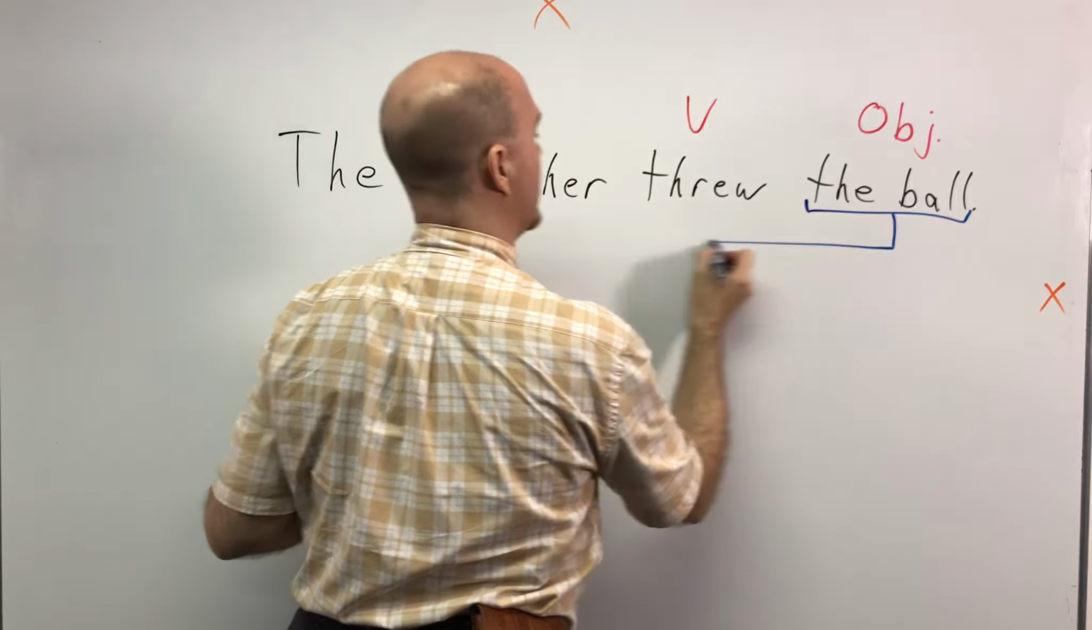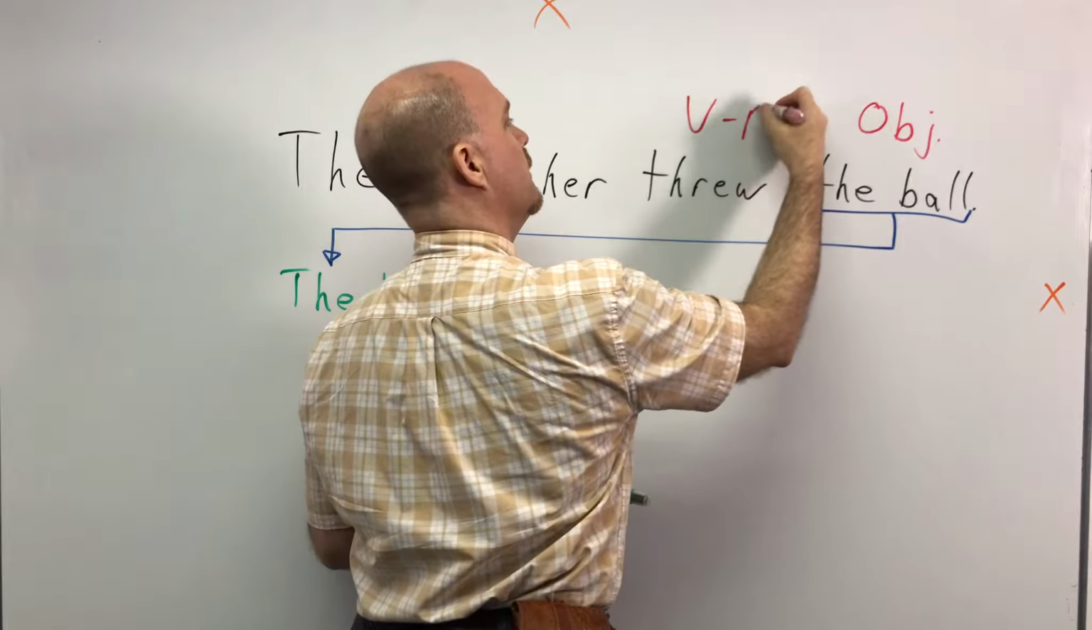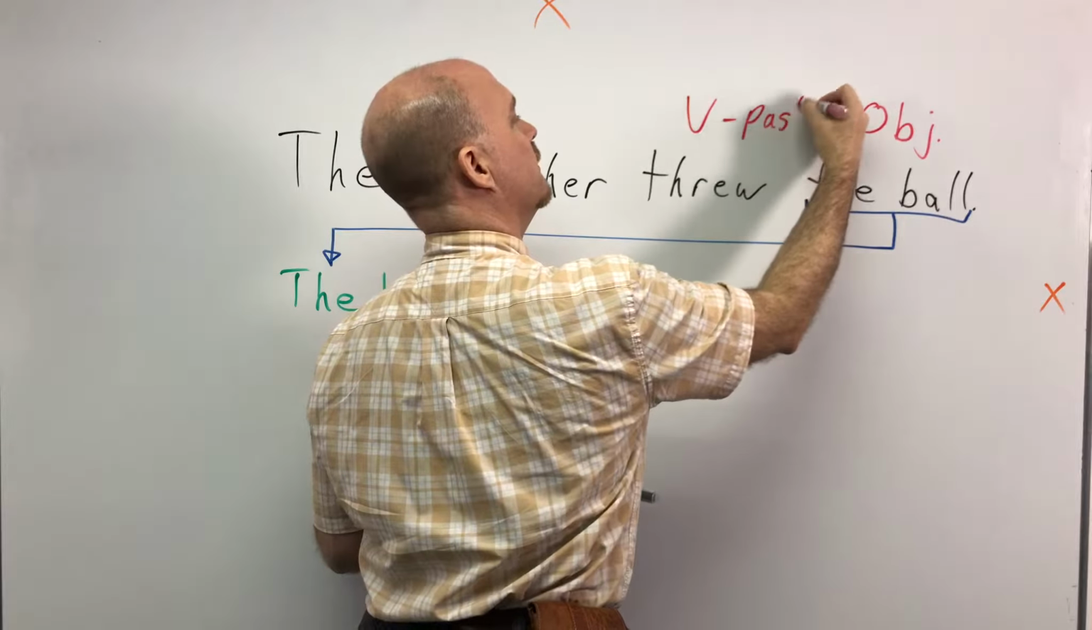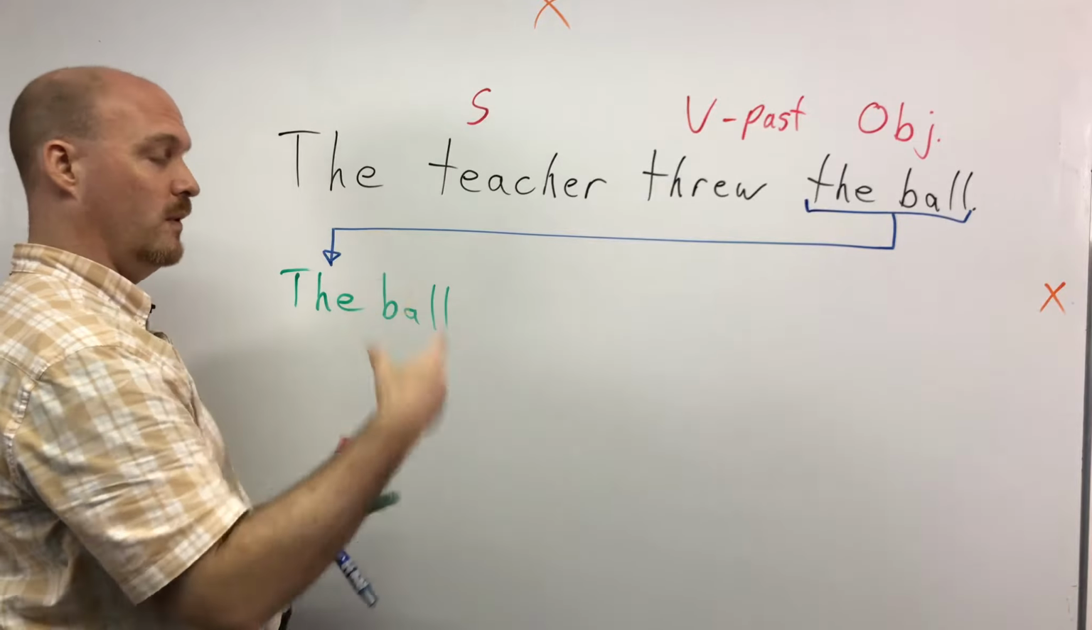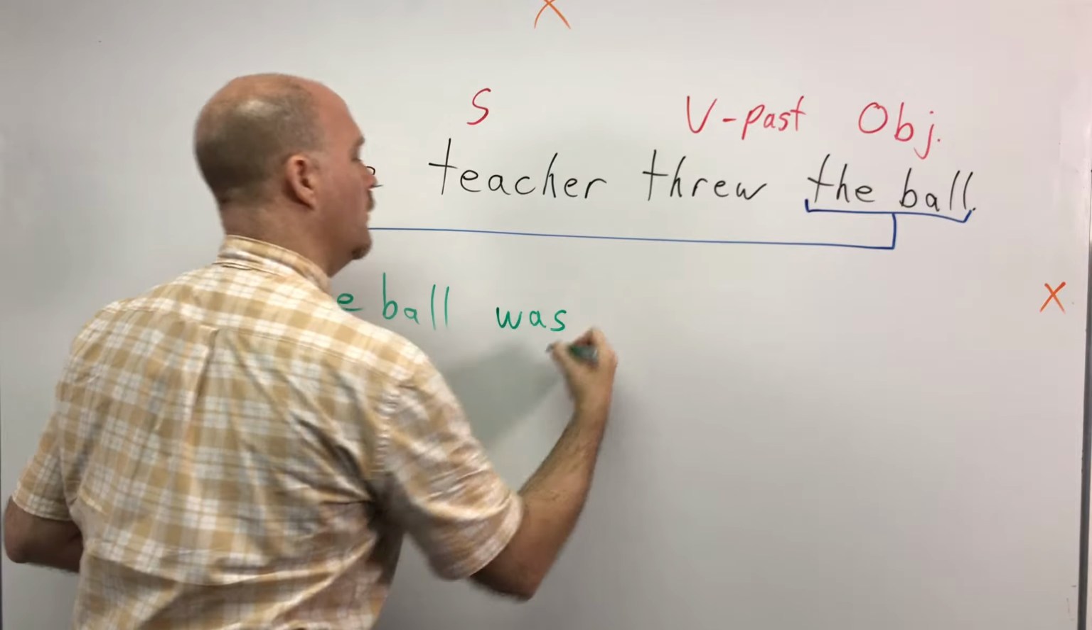The ball. The next step is that we have to add a form of be in the same tense as the old verb. Well, threw. Threw is in past. So we need to add a form of be in the past. It must agree with the subject, ball, one. So the ball was.